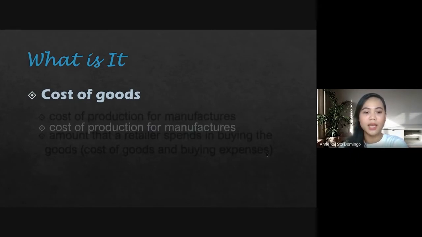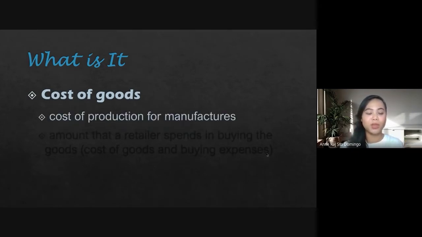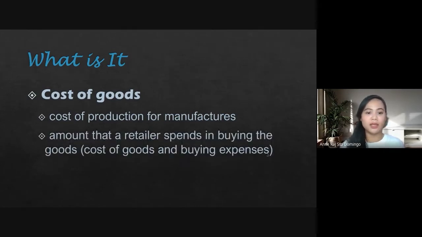So, this is the cost of production for manufacturers. And para sa mga retailers naman, sa mga maliliit na kumpanya, ito yung kanilang binili. Ito yung binayad nila sa supplier. Yung amount that a retailer spends in buying the goods. So, mismong yung amount na binagsak ng supplier.